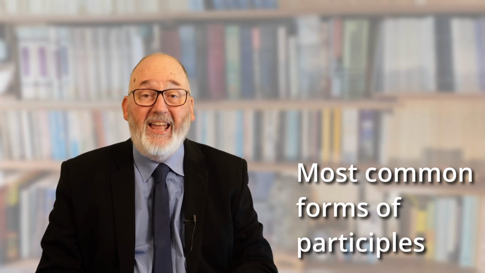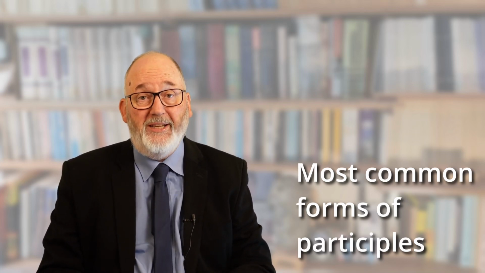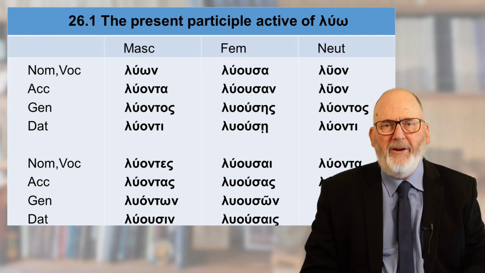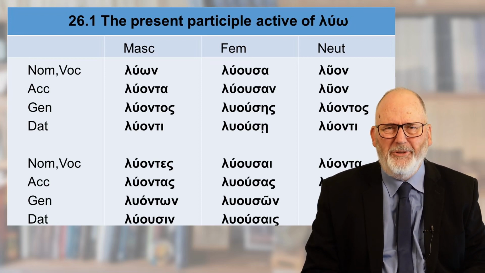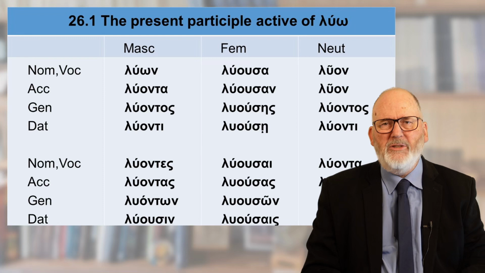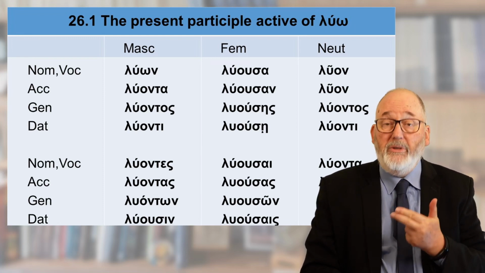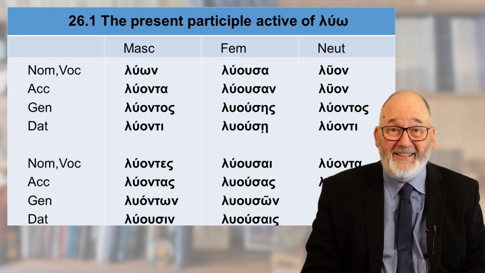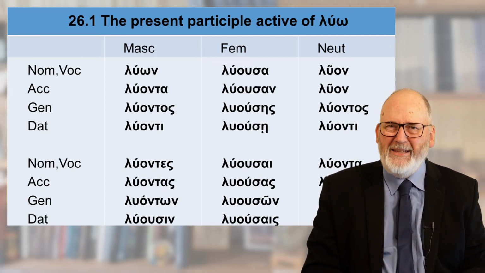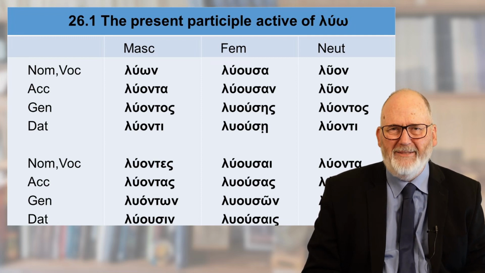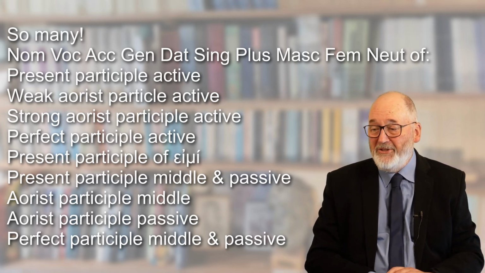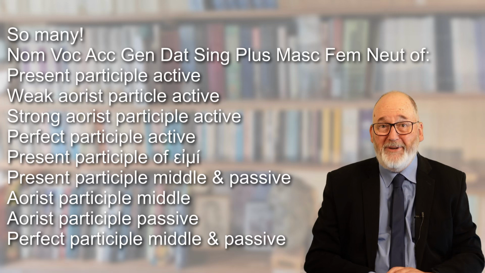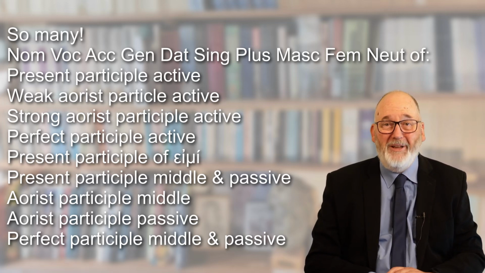Well, let us now consider how participles are formed in the Greek New Testament. Here we have the paradigm of the present participle active of the verb luo, our pattern verb. And as you can see, as well as tense, mood, and voice, participles also have case, number, and gender. So it means that each paradigm has 3 columns of 8. And not only that, there are paradigms for the weak aorist active, the strong aorist active, the perfect active, the present participle of eimi, and most of those for the middle and active voice as well.